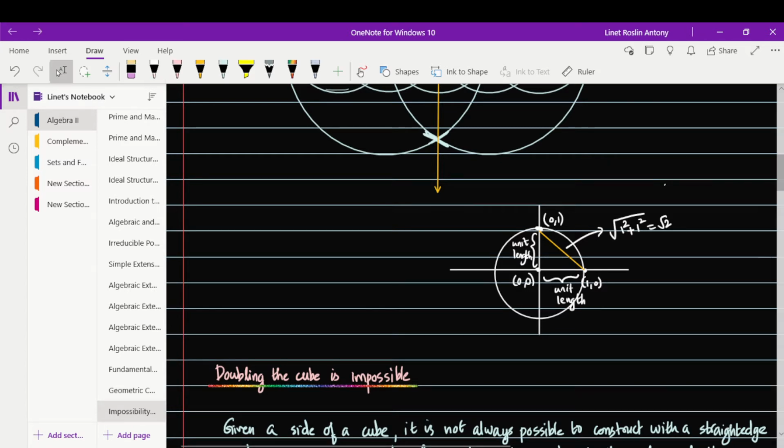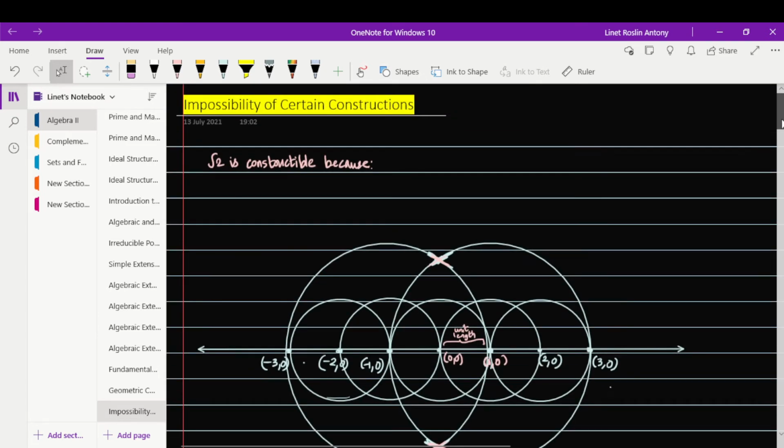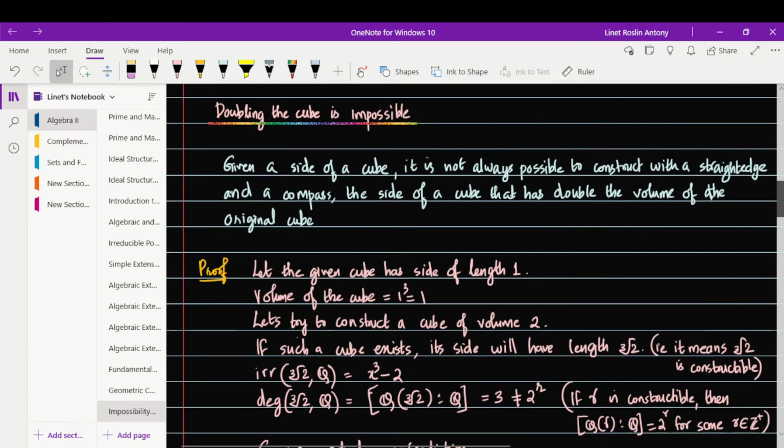So now we will move on to the real topic of this lecture, which is impossibility of certain constructions. The first one is doubling the cube is impossible. The statement can be elaborated as follows. Given a side of a cube, it is not always possible to construct with a straight edge and a compass the side of a cube that has double the volume of the original cube. Hope you got the point.